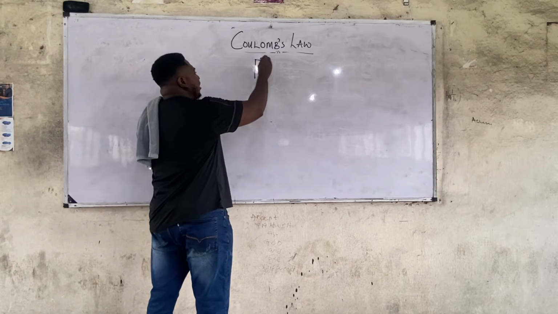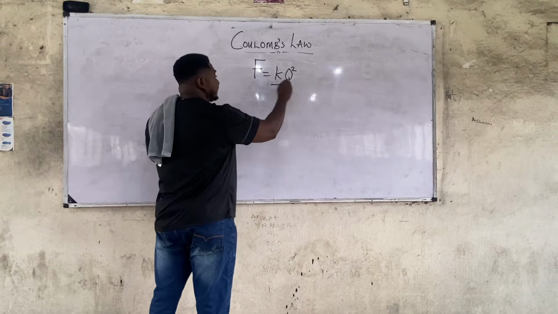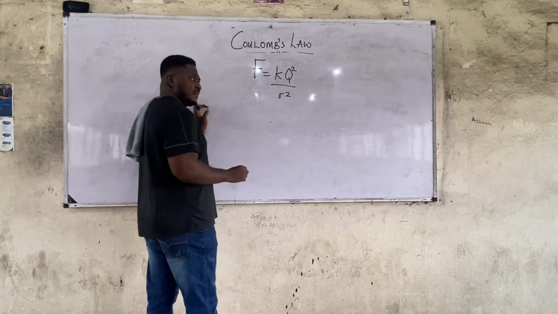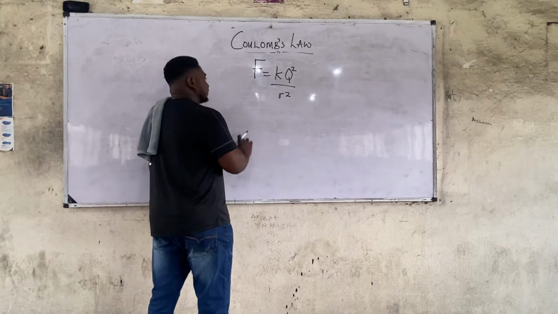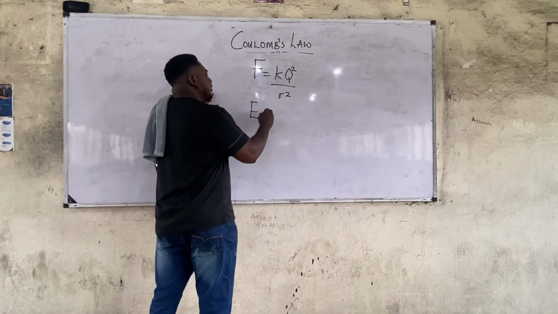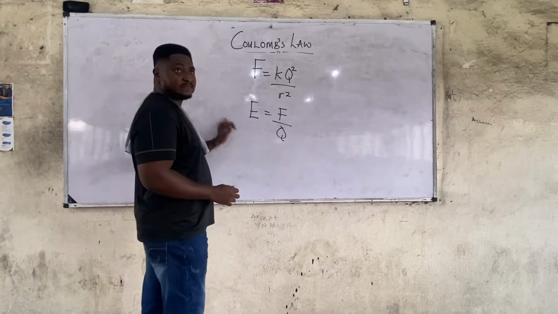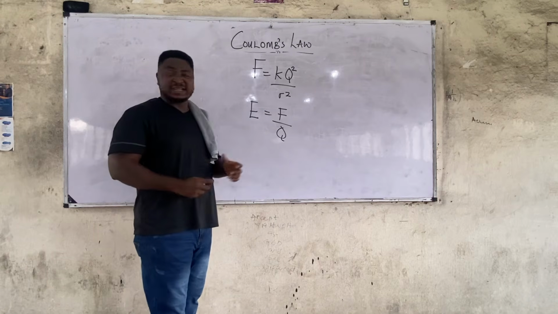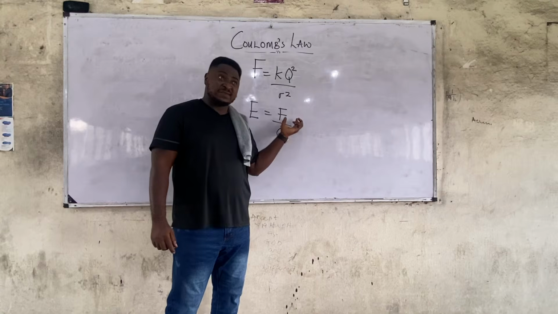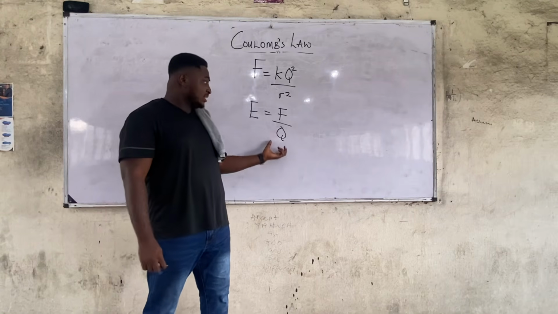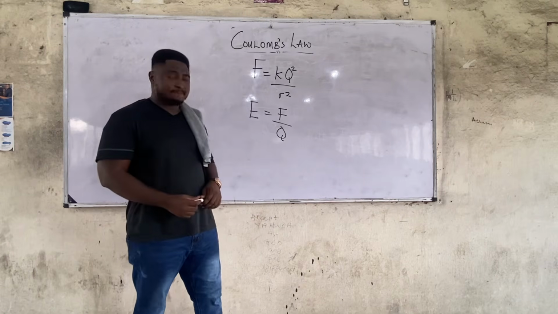According to Coulomb's law, the force F equals KQ square all over R square. Electric field E is F all over Q. Electric field intensity, or electric field strength E, is electrical force divided by Q. Remember when I gave you this formula? The electric field E is the force per unit charge Q.